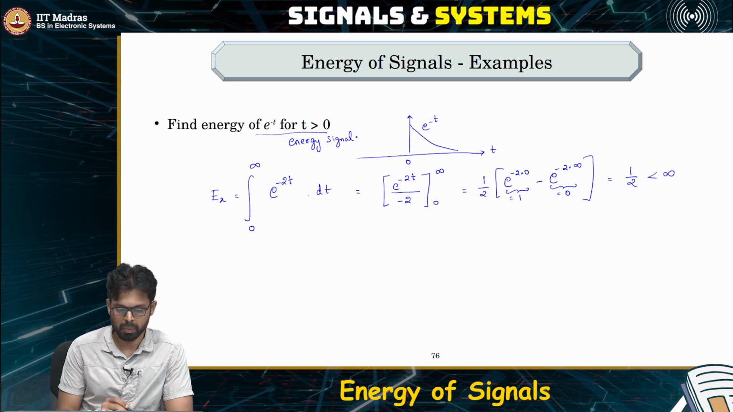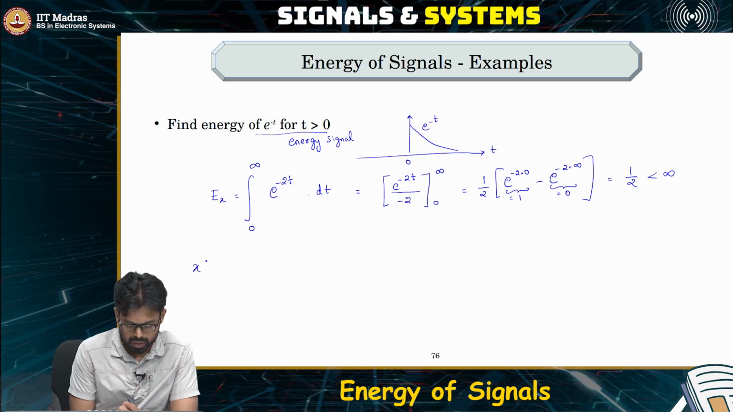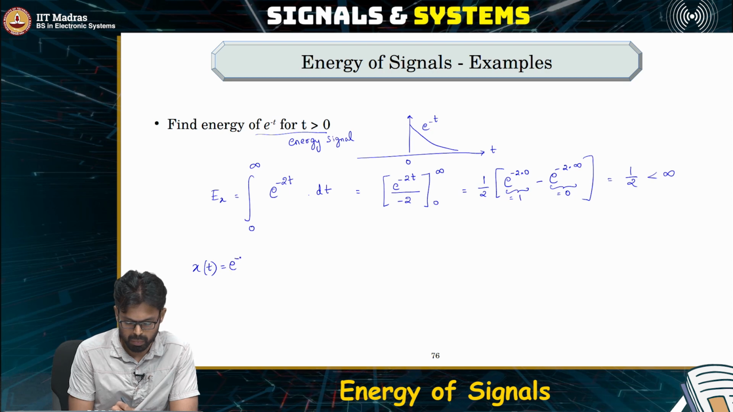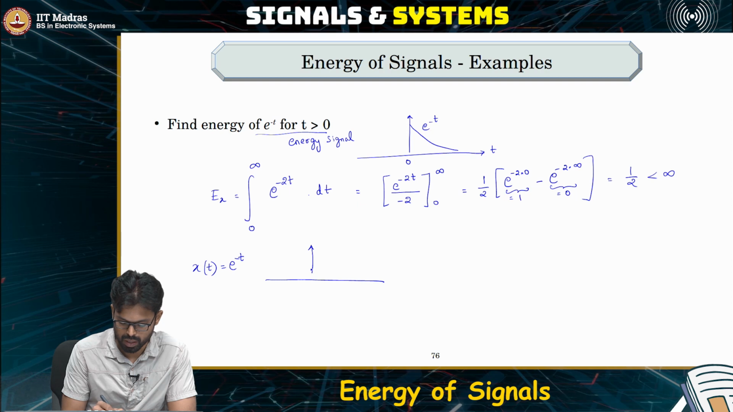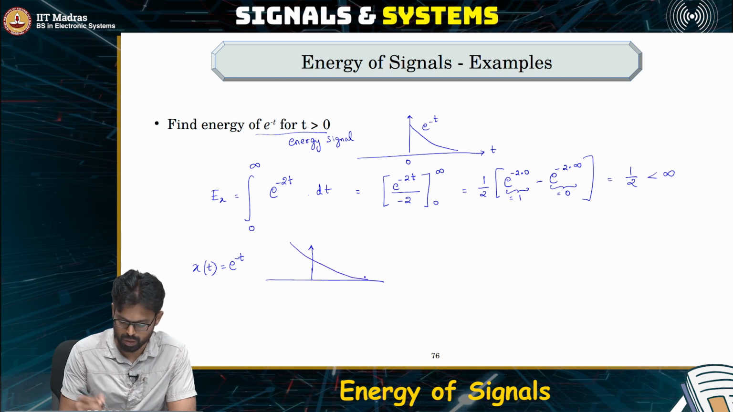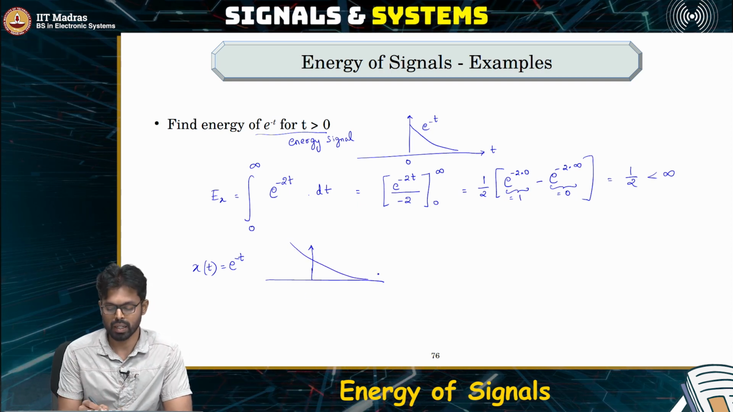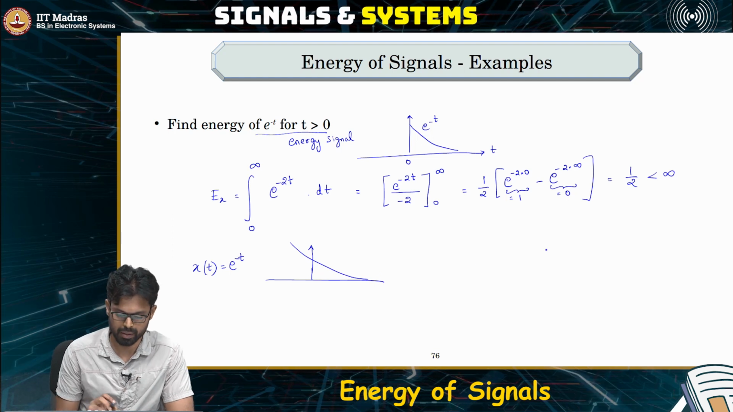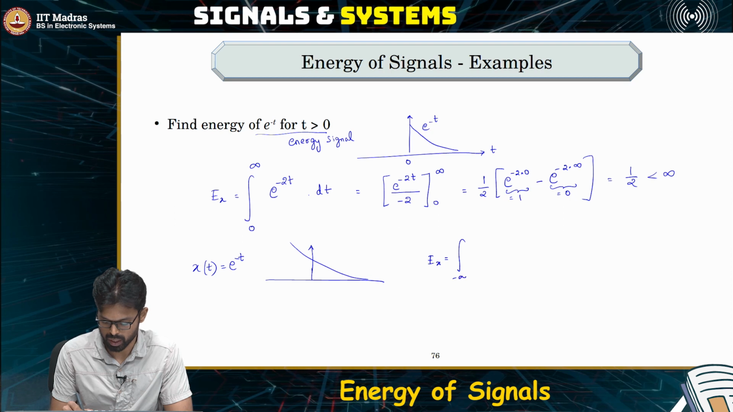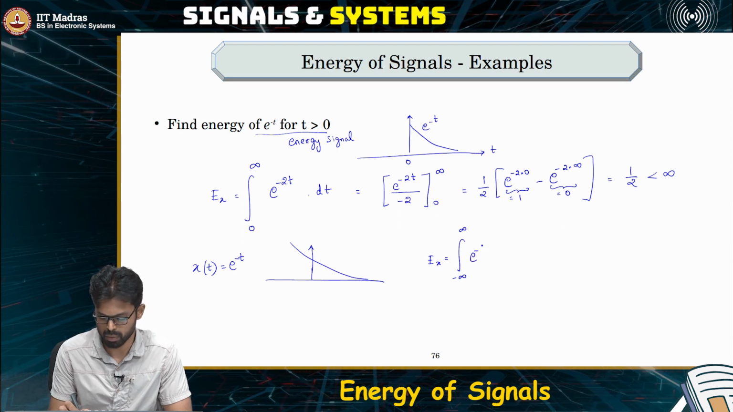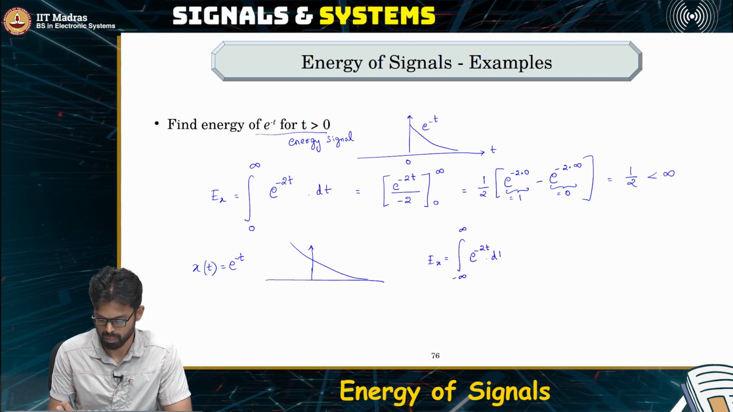Now let's take an example where we have x of t to be simply equal to e power minus t, okay, which means the signal that we are considering is growing like this. On the left hand side it is growing, and on the right hand side it is decaying. Now what is the energy here? So this is from minus infinity to plus infinity, e power minus 2t dt.